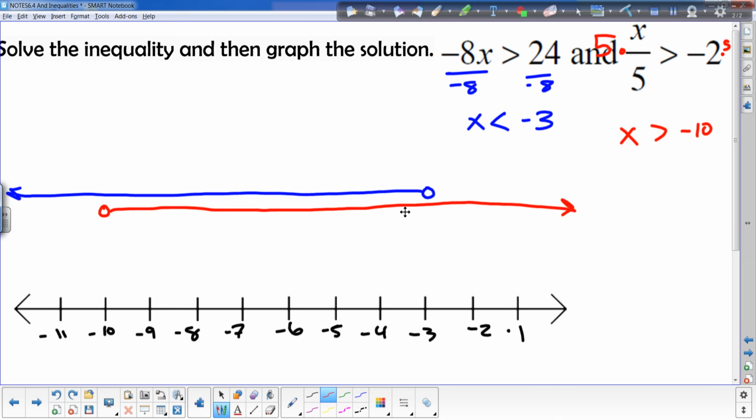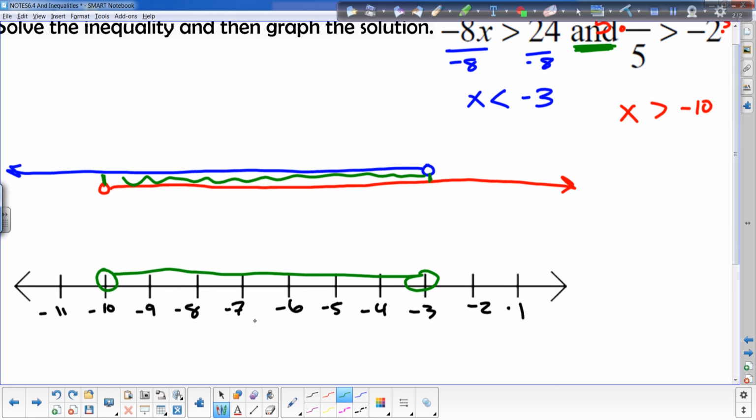And now I have to look at the inequality. Is the compound inequality an and or an or? Because it's an and, what do we look for? We look for where the two sets overlap. Well, they overlap between here and here, and everywhere in between. So it means my solutions are from here all the way to negative 3.